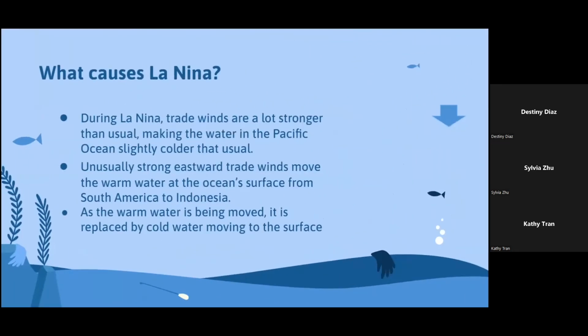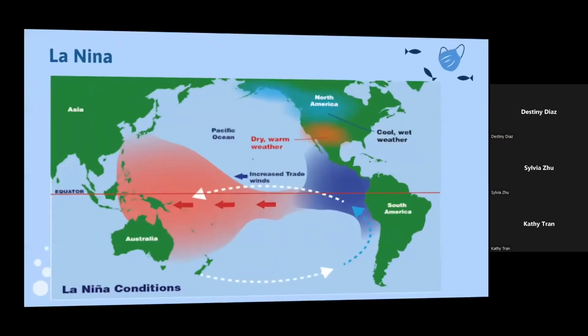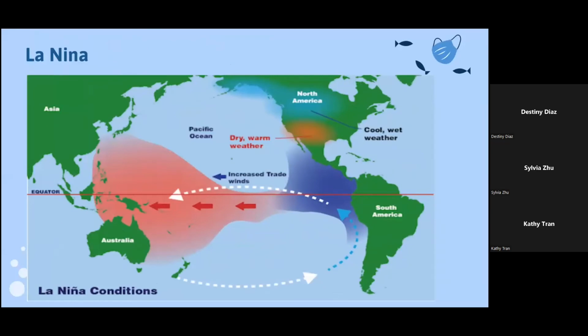What causes La Nina? During La Nina, trade winds are a lot stronger than they usually are. That makes the water in the Pacific Ocean slightly colder than it usually is. These strong eastward trade winds move the warm water at the ocean surface from South America all the way to Indonesia. As the warm water is being moved, in order to replace it, cold water is moving up to the surface, and that's a process called upwelling. And here we just have a picture that shows arrows and shows you how the winds are moving cold and warm water.